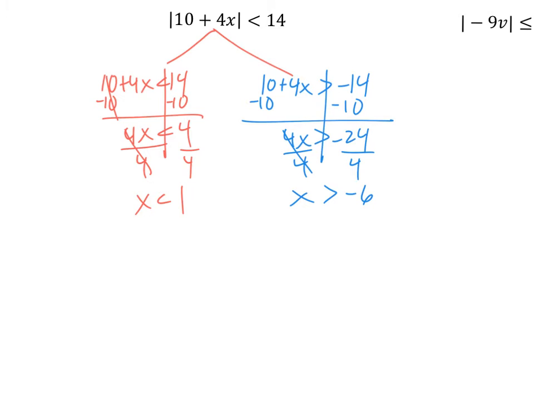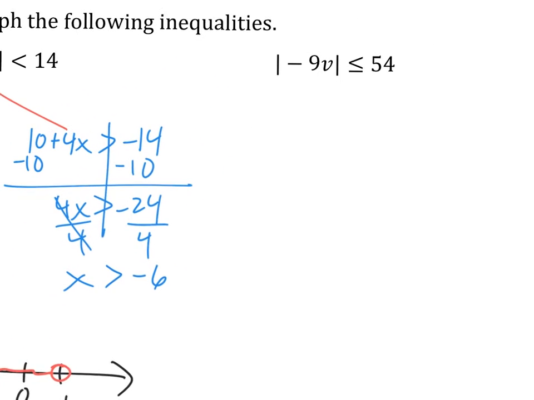So we want to graph these to show our solution set. I'll put negative 6 here, 0 and 1. X is less than 1. It says x is less than 1. So we'll have an open circle at 1, and then we'll shade to the left. And x is greater than negative 6, so we'll also have an open circle at negative 6, and we'll just fill in there between it. So all those numbers in between negative 6 and 1 are solutions to this inequality.